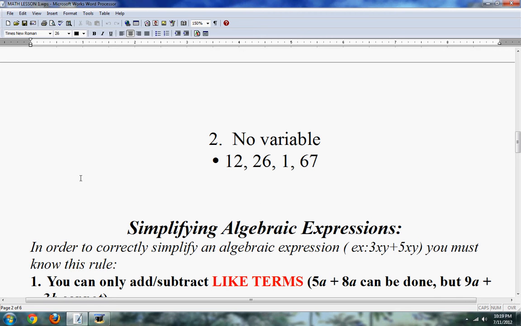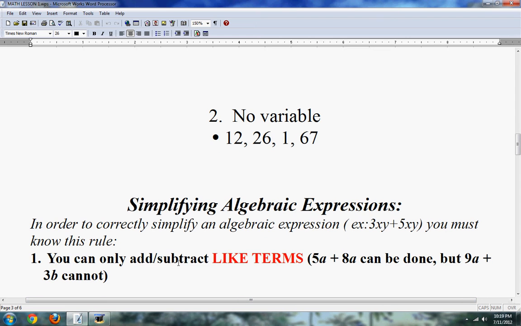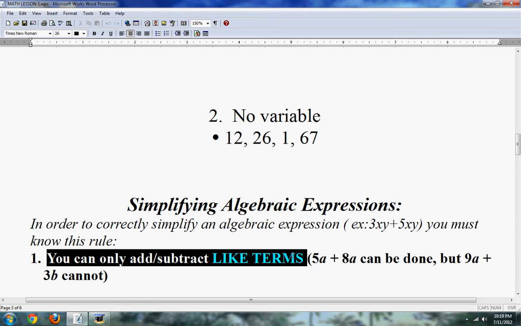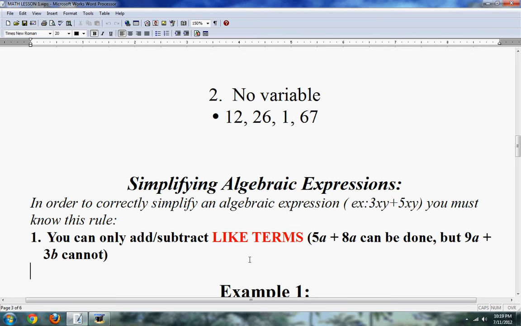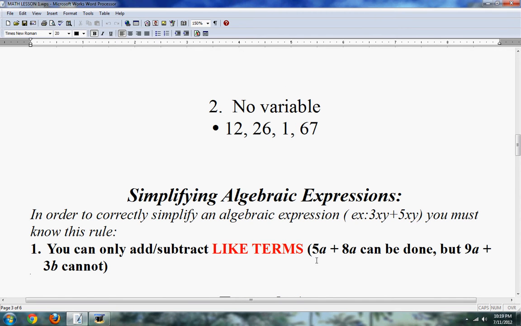So, simplifying algebraic expressions. In order to correctly simplify an algebraic expression, like 3xy plus 5xy, you must know this rule. You can only add and subtract like terms. You cannot add or subtract terms that are not alike. 5a plus 8a can be simplified, but 9a plus 3b cannot be simplified because 9a and 3b are not like terms. There's an a and a b.